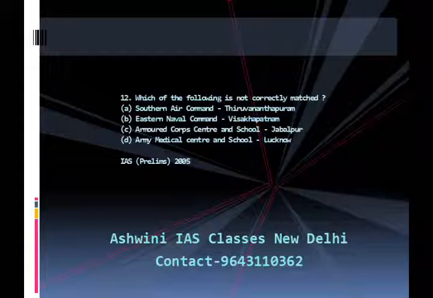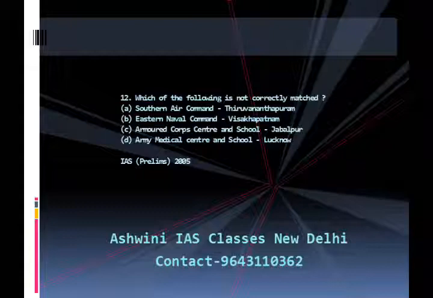Now you have to find out which of the following is not correctly matched. The answer is C. Armored Corps Center and School, Jabalpur, because Armored Corps Center and School is situated in Ahmednagar, Maharashtra, not in Jabalpur. So the pair in option C is incorrect.